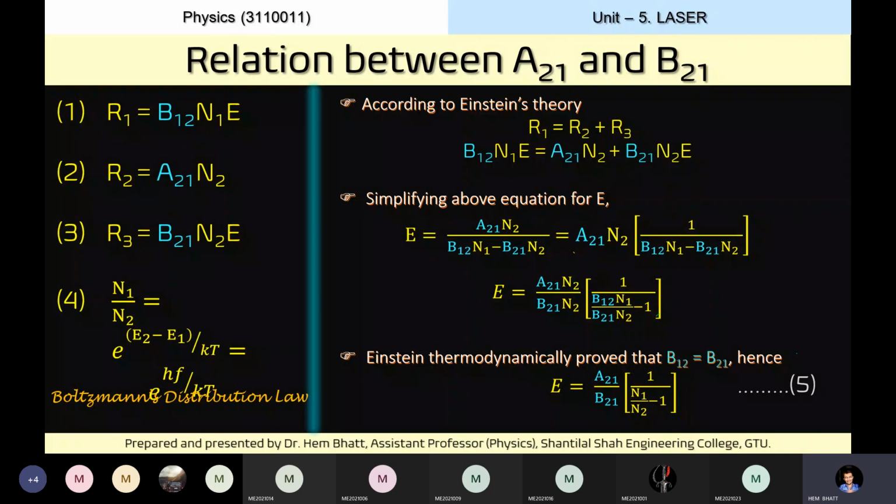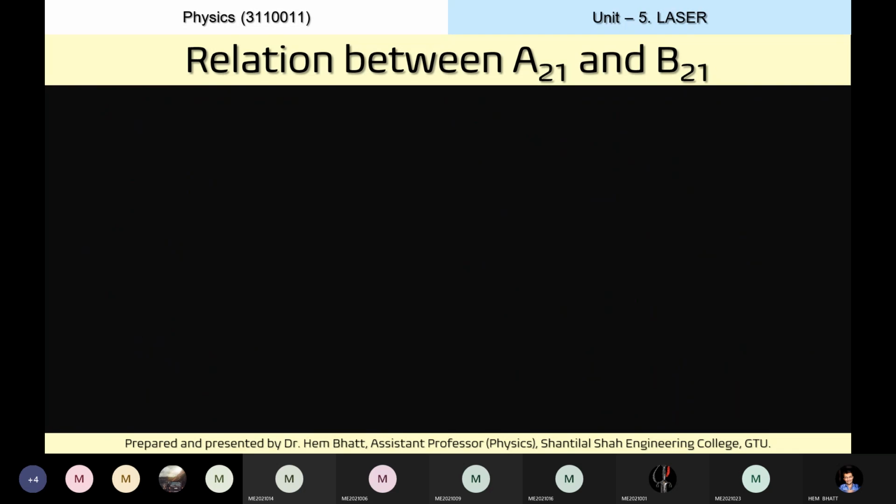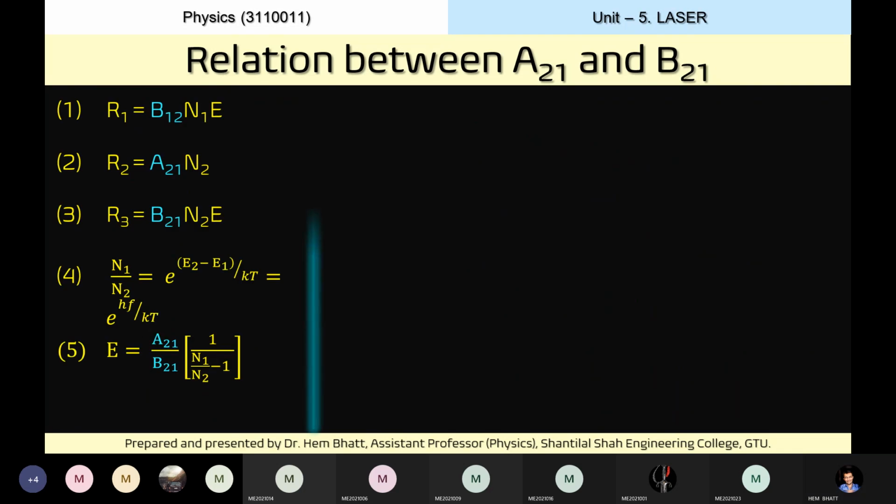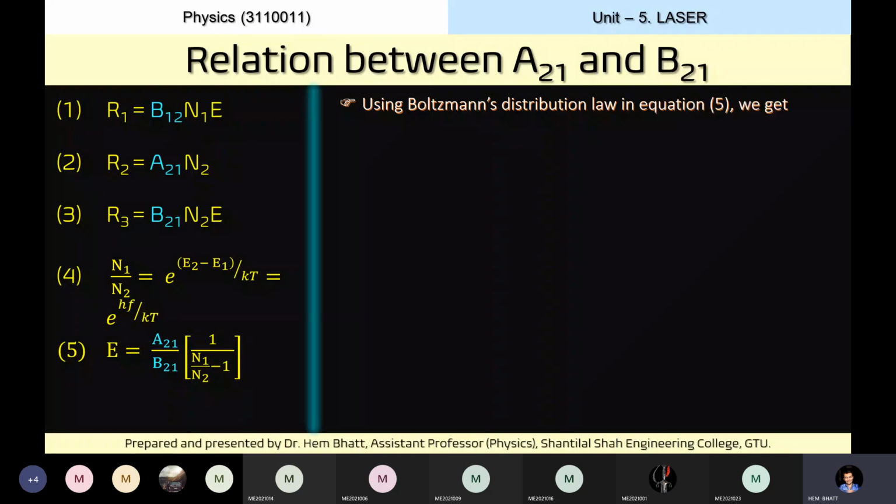Now we have 5 equations. These 5 equations we have. Okay, and now we'll use fourth equation in fifth. હવે ફિફ્થ ઇક્વેશનમાં n12 છે ને, n12 ની જગ્યાએ આ વેલ્યુ સબસ્ટિટ્યુટ કરો તો, so using Boltzmann distribution law in equation 5, what do we get?